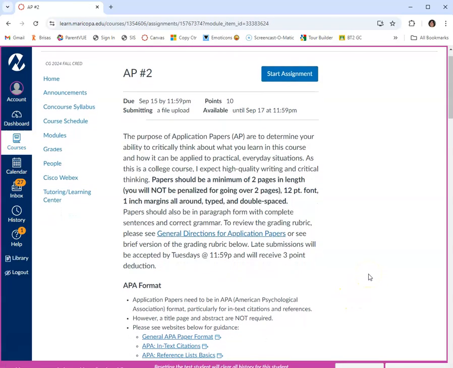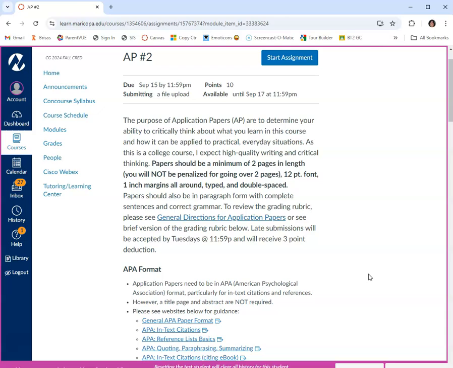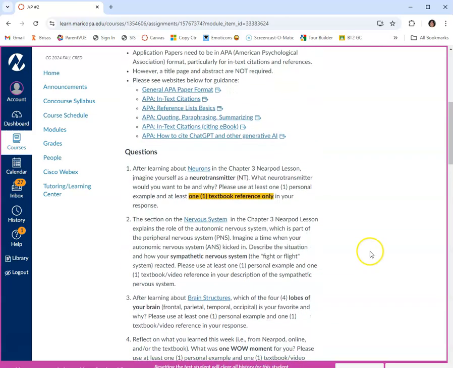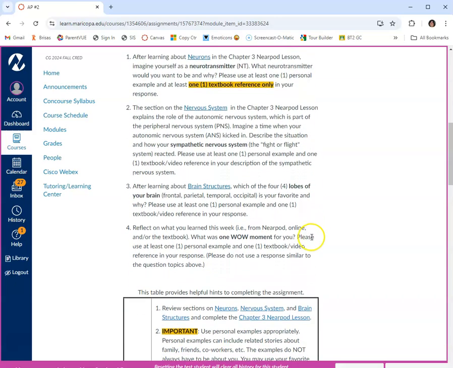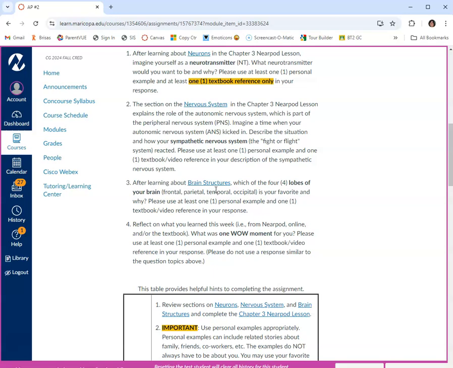And finally, the last assignment for the week is application paper number 2. Question 1 will review the section on neurons, specifically on neurotransmitters. Question 2 will apply what you learned about the 2 parts of the autonomic nervous system from the section on the nervous system. Question 3 will expand on your beautiful brain and ask about the 4 lobes of your brain from the section on brain structures. And then question 4, as always, is your wow moment for the week. Please remember to use APA citation for both textbook and video references.